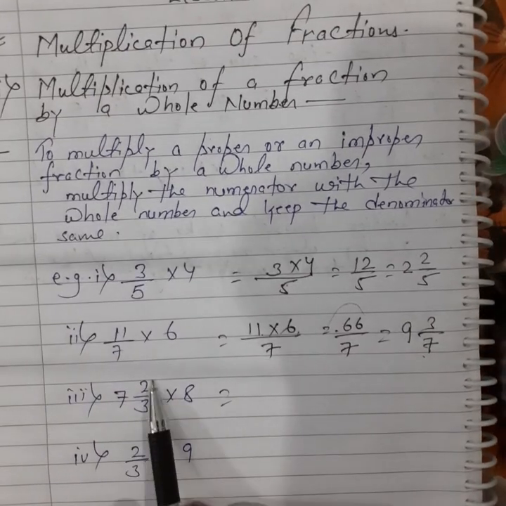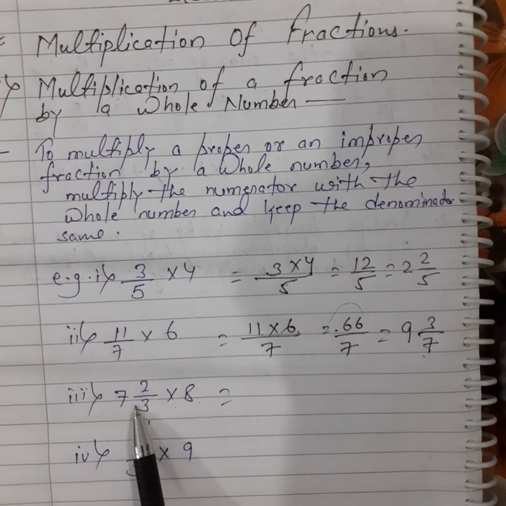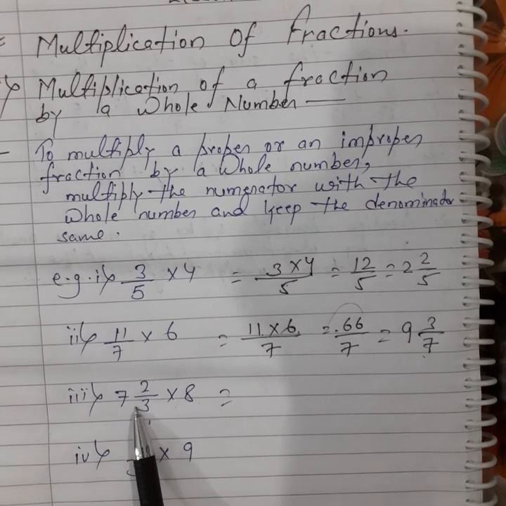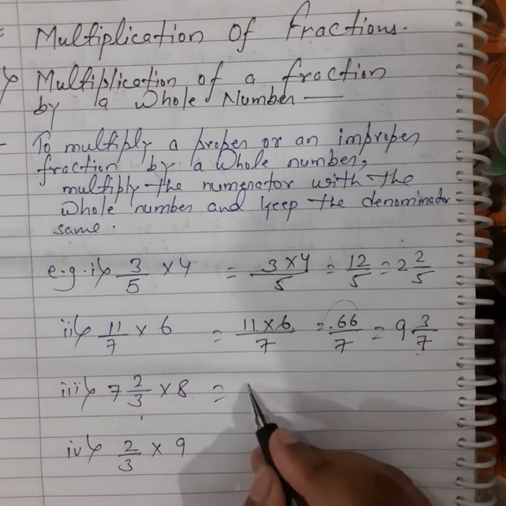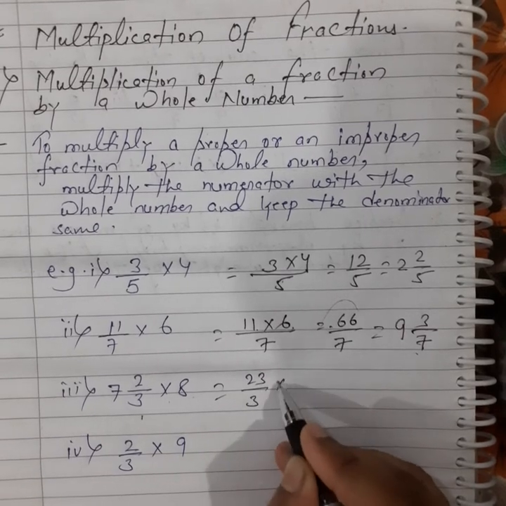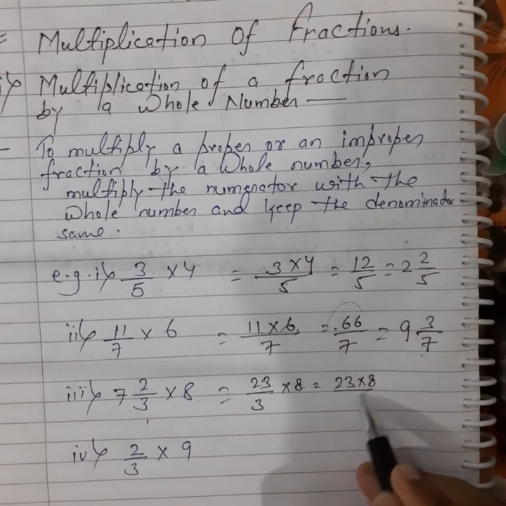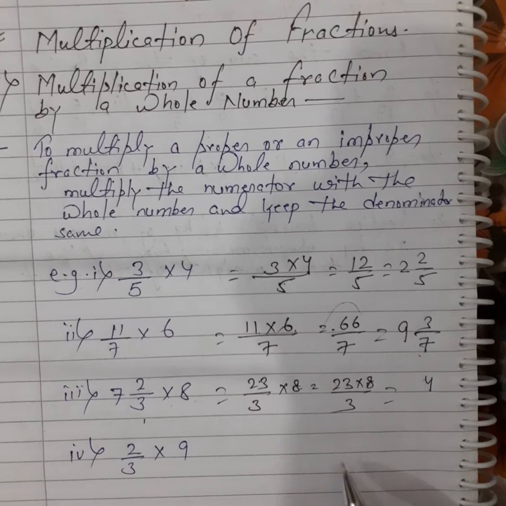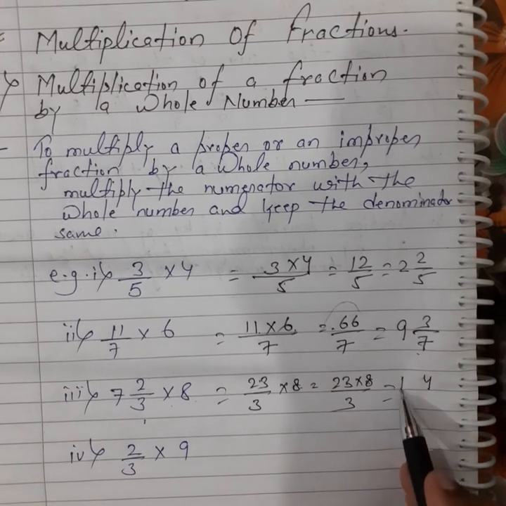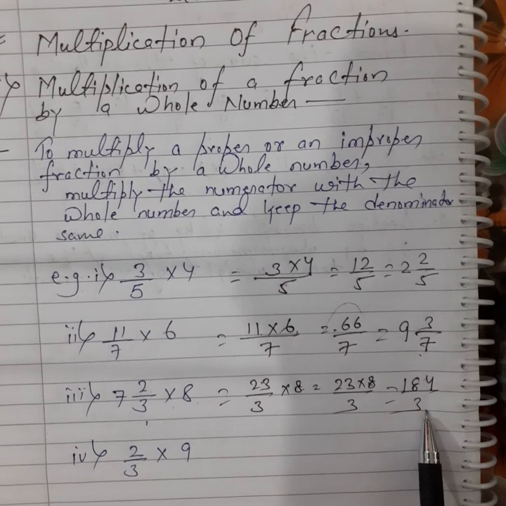Next is 7 whole 2 by 3 into 8. This is a mixed fraction. So first we have to change this mixed fraction into an improper fraction. Then we multiply. 7 threes are 21, plus 2. This is 23 by 3 into 8. Now this is 23 into 8 by 3. 8 threes are 24, carry 2. 8 twos are 16, plus 2, 18 by 3. Now you can change it into a mixed fraction as well.